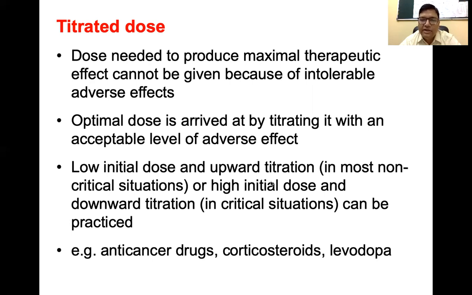But for critical situations, we give an initial high dose and then downward titration is done, so that we can reduce the dose and titrate it in such a way that the patient gets the maximum benefit and the least harm is done. We do this in the case of anti-cancer drugs, corticosteroids and levodopa.